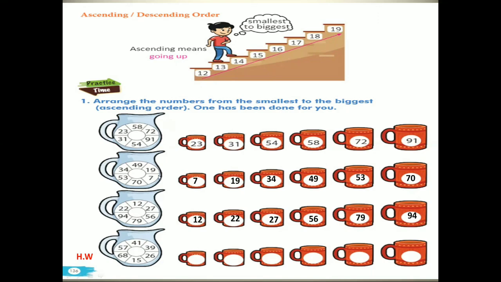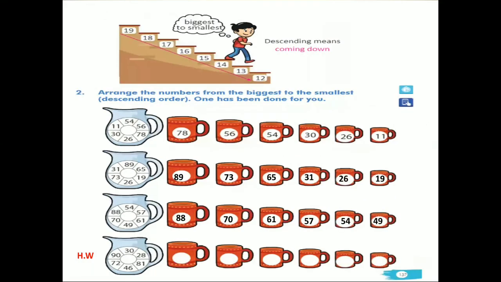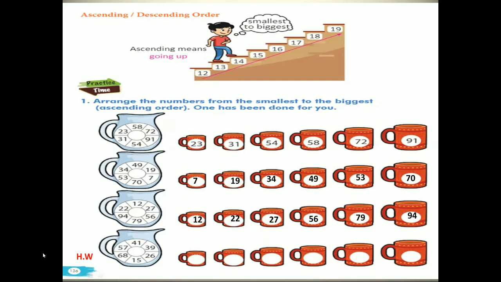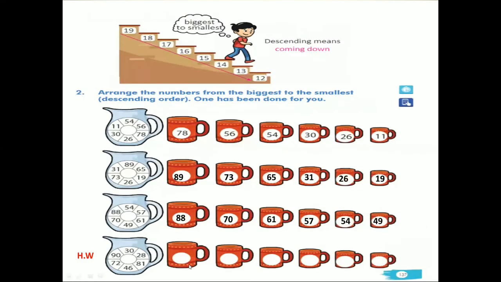So students, we already discussed it. The last one will be homework for you. Complete it in your textbook. Okay, moving to the next one, that is descending order. Descending order means coming down. When we arrange the numbers from larger to smaller, such an arrangement is known as descending order.